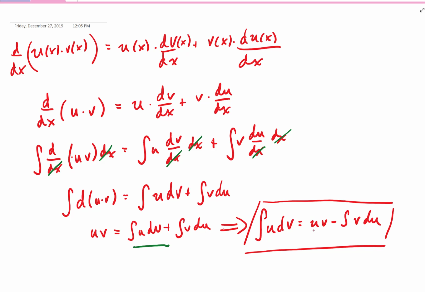Some people remember it as "ultraviolet voodoo." I'm not really sure how to make that whole mnemonic work. But anyway, this is our integration by parts formula, which you need to be familiar with for this class.